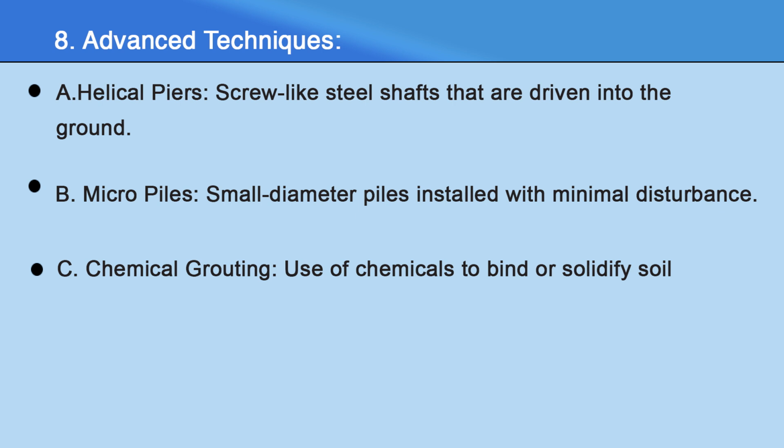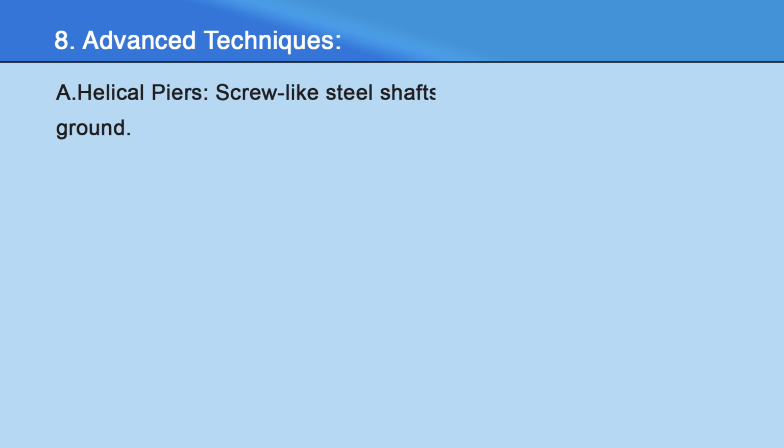And chemical grout, the use of chemical to bind or solidify the soil. We will see one by one. Helical piers are screw-like steel shafts that are driven into the ground. Design criteria. The helical piers are made of a hollow steel shaft with one or more helix-shaped plates welded to the bottom ends. The helix design allows the piers to penetrate deep into the ground without disturbing the soil.